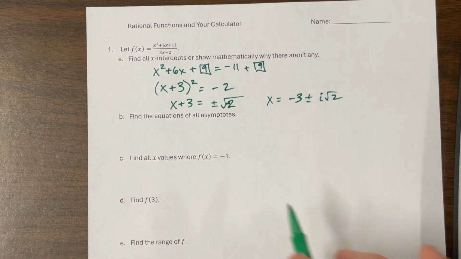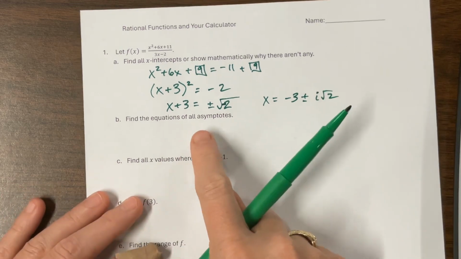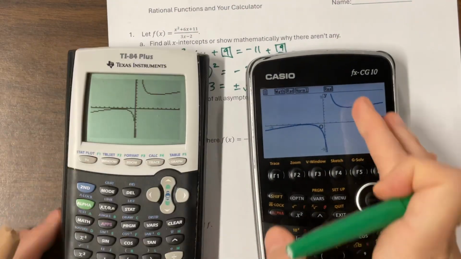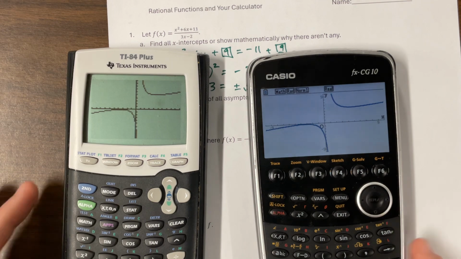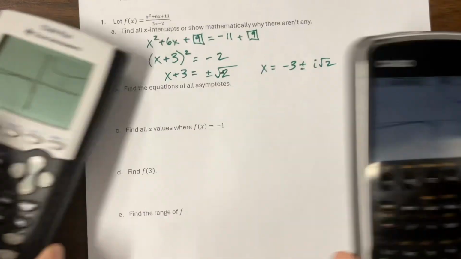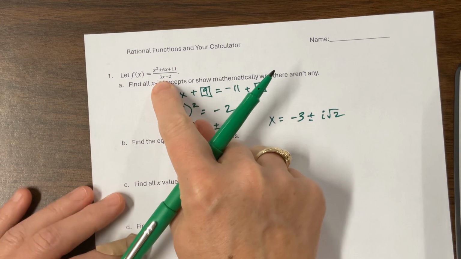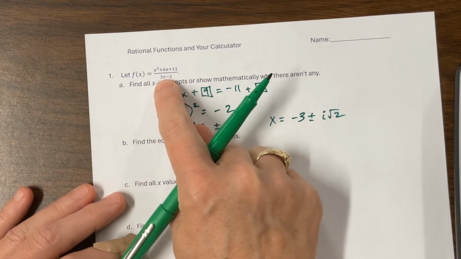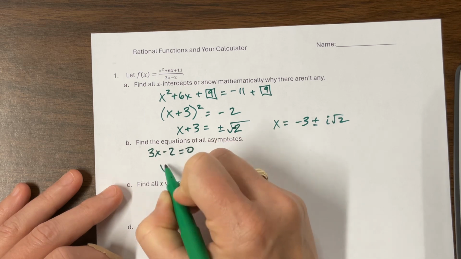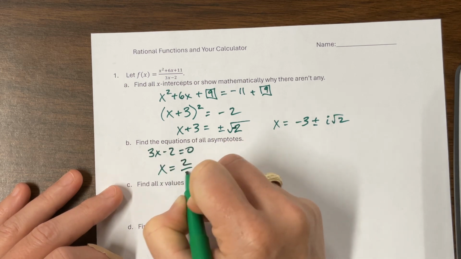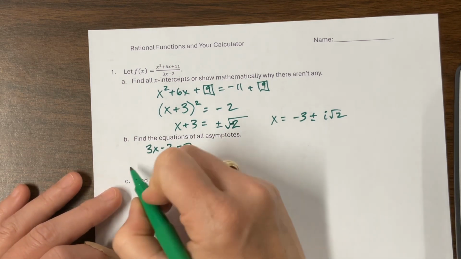Okay, next one. Find the equation of all asymptotes. You may notice both of these graphs appear to have a vertical asymptote. It's a little tricky to tell from the graph what that equation is, but you should know that vertical asymptotes come from setting the denominator equal to 0. So when 3x minus 2 equals 0, we have x equals 2 divided by 3. So x equals 2/3 is a vertical asymptote.